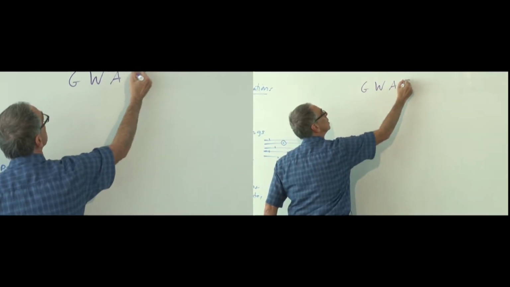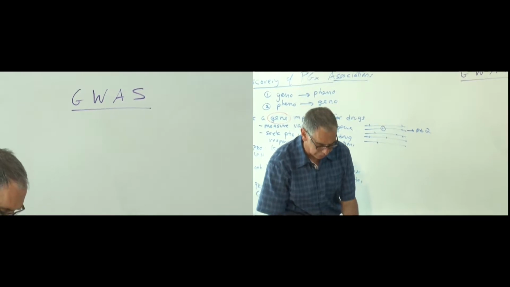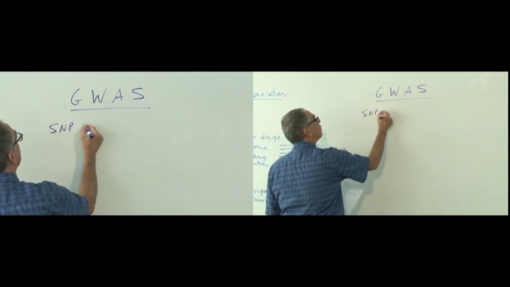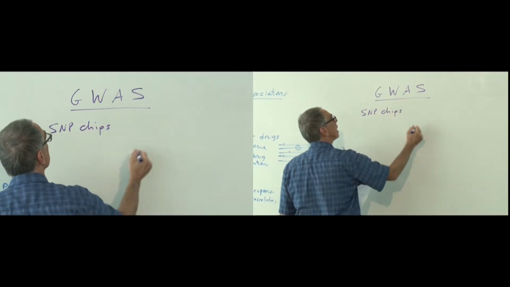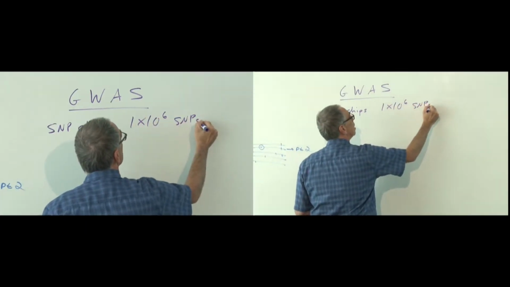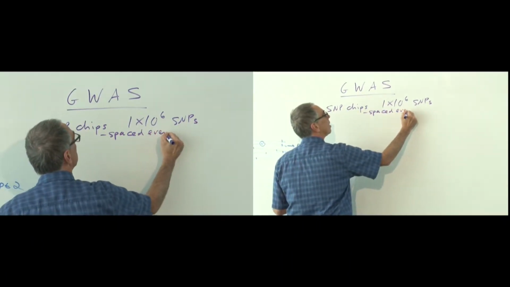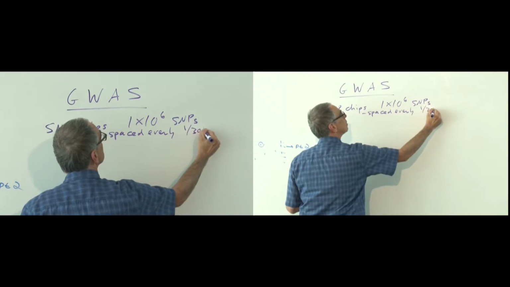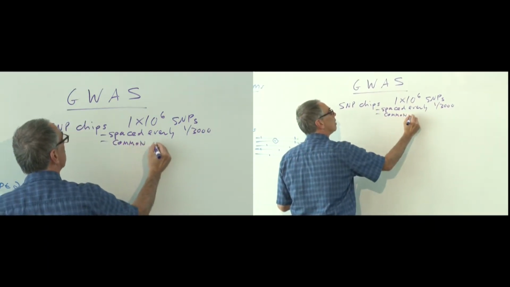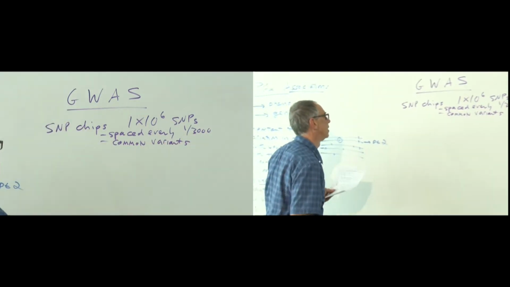Genome-wide association study. So the first key element for a GWAS are these SNP chips. And we've talked about them a little bit in previous segments. They measure 1 million SNPs. The SNPs are spaced evenly. We've talked about that. About 1 every 3,000 base pairs. And they tend to be common variants. And always SNPs on SNP chips by definition.